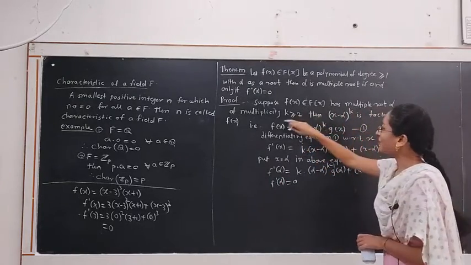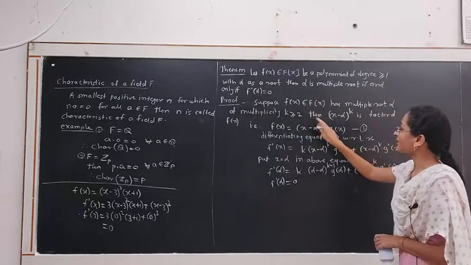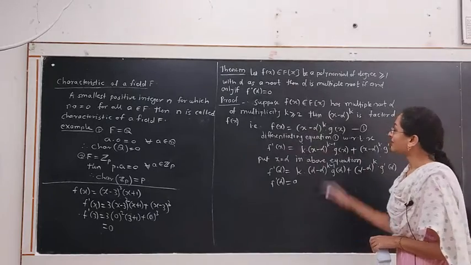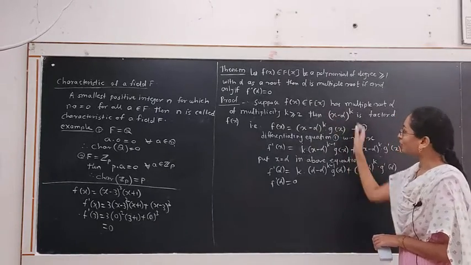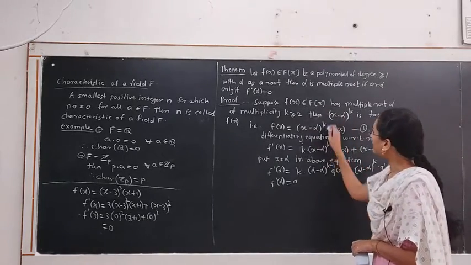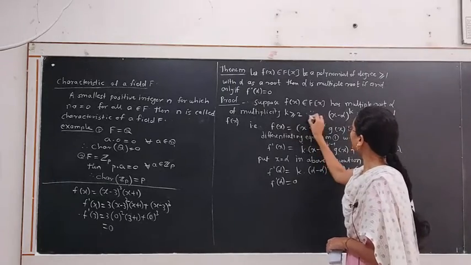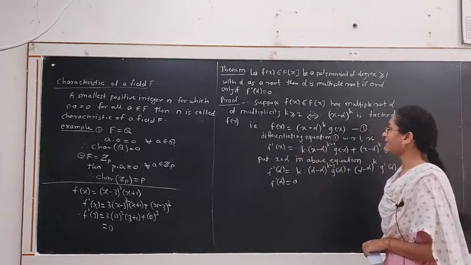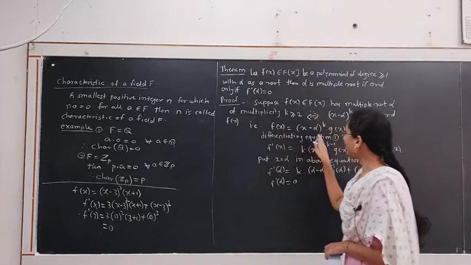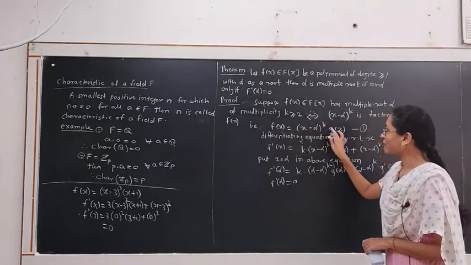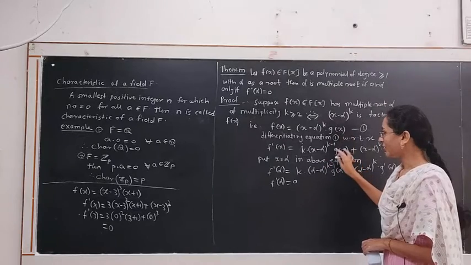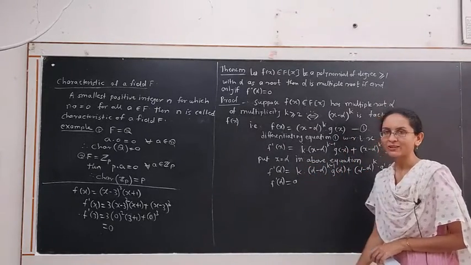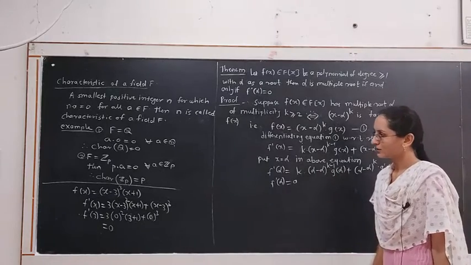If alpha is a multiple root of the polynomial f(x), then (x minus alpha) raised to k is a factor of f(x). These are if and only if statements. Both are true. This statement means (x minus alpha) raised to k is a factor of f(x) if and only if we write this f(x) as (x minus alpha) raised to k into g(x). If we differentiate and substitute x is equal to alpha, then we get f dash of alpha equal to 0. Hence we proved the theorem.